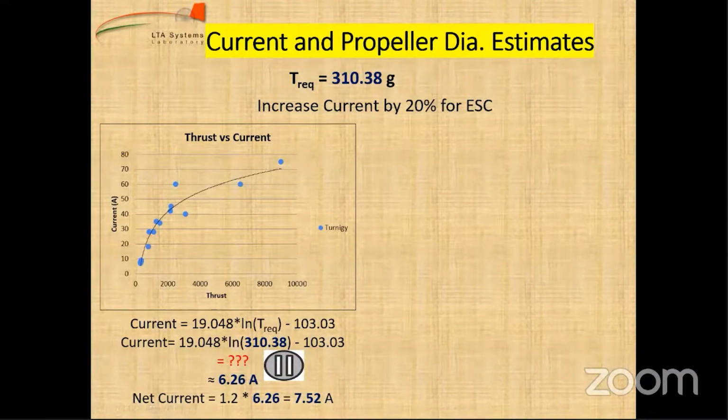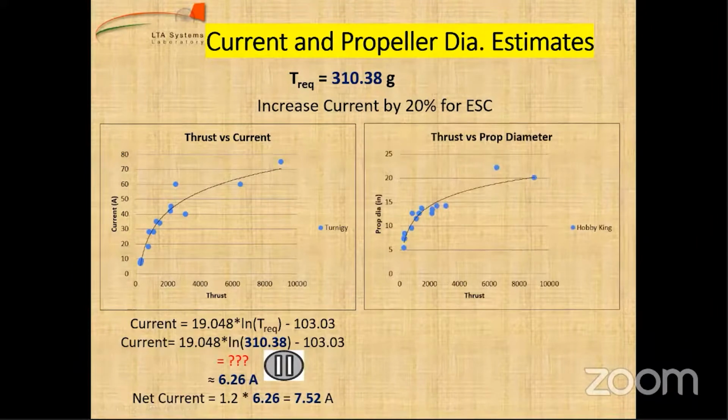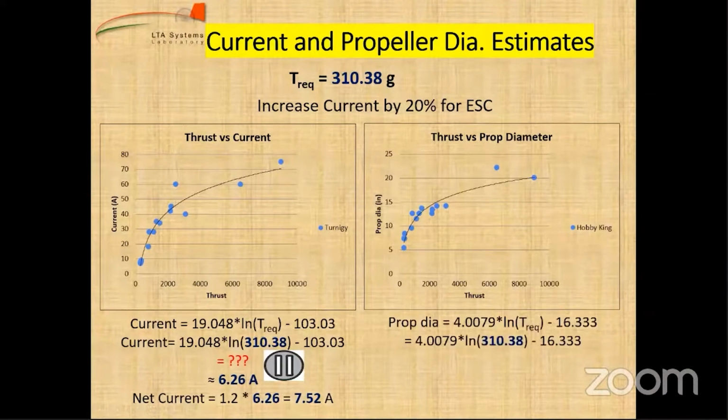Next thing, what propeller size do we need? Again, from Hobby King, we get this graph between thrust and propeller diameter. Again, a logarithmic curve, and the same exercise. Could you again calculate what is the diameter of the propeller which would be fitted to our motors?